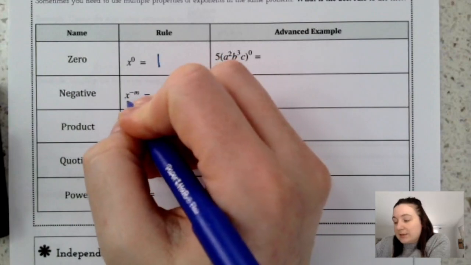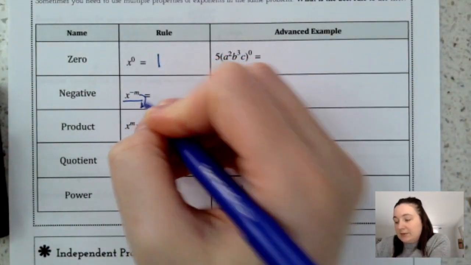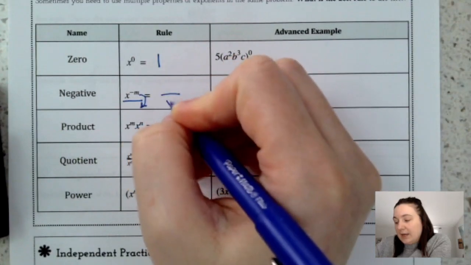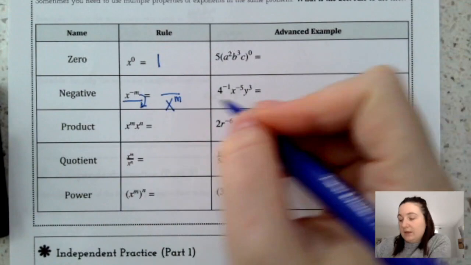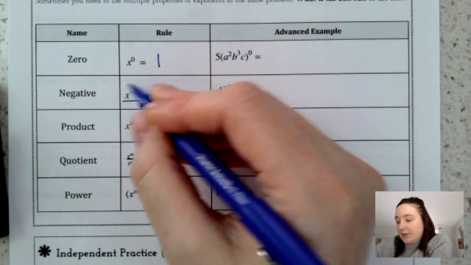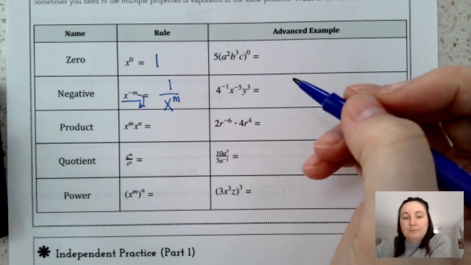Well, this one isn't really a fraction, so I make it into a fraction, and I'm going to move it to the bottom. When I move it, I make it positive, because that's the whole point. I want to get rid of the negative. And then since I took this whole thing and moved it to the bottom, there's nothing left, so it's just 1 over x to the m.